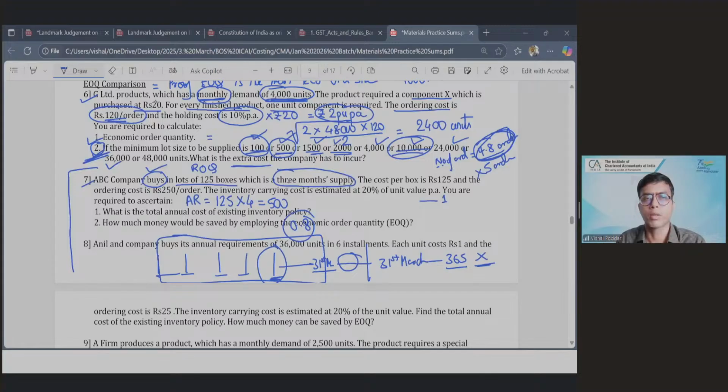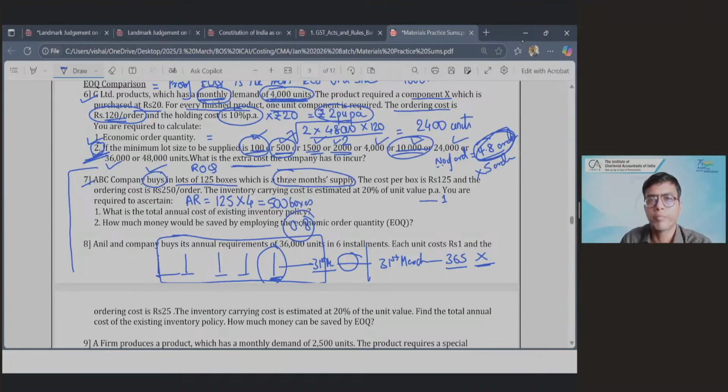So now I'm also getting the EOQ. So my EOQ will be as given in the chat box. 100 boxes is the answer given to me for EOQ.